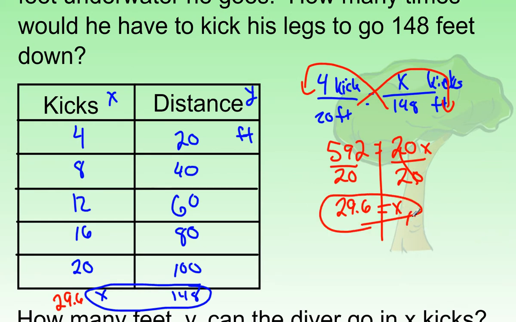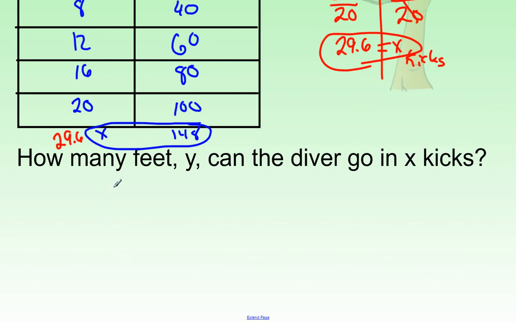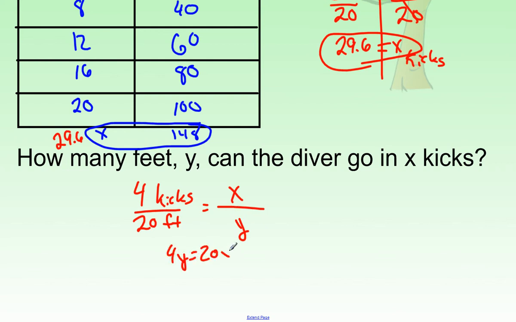And this would be kicks. Now down here, it's asking for that general statement again. In how many feet Y can the diver go in X kicks? So the relationship still stands. Every time he kicks his legs 4 times, he goes 20 feet. So if he kicks his legs X times, he would go Y feet. And we cross multiply, we get 4y equals 20x.